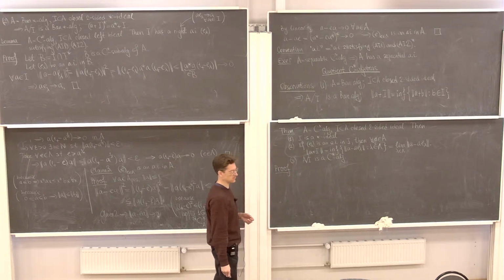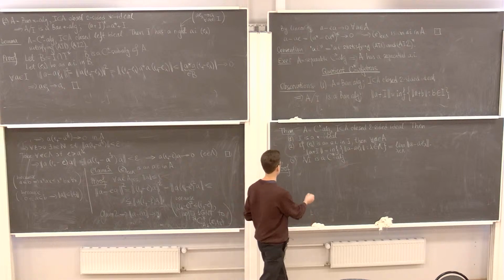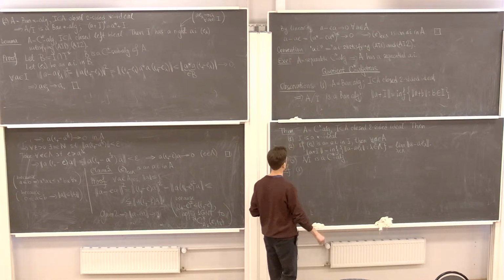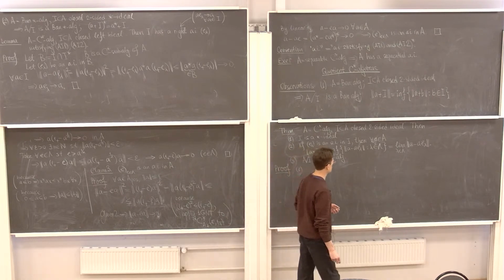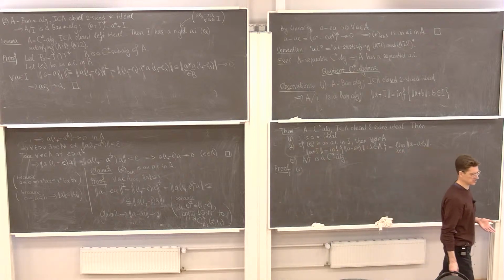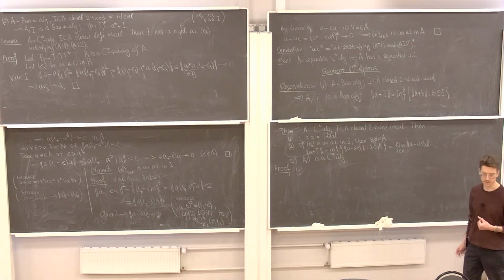Okay, so let's start with part 1. Why is it a star ideal? So I is a closed two-sided ideal. In particular, it is a closed left ideal. So our lemma applies.